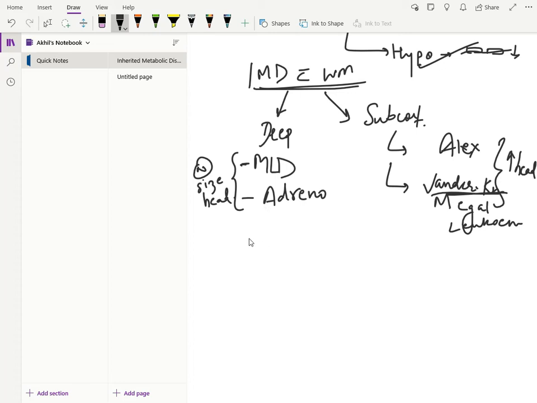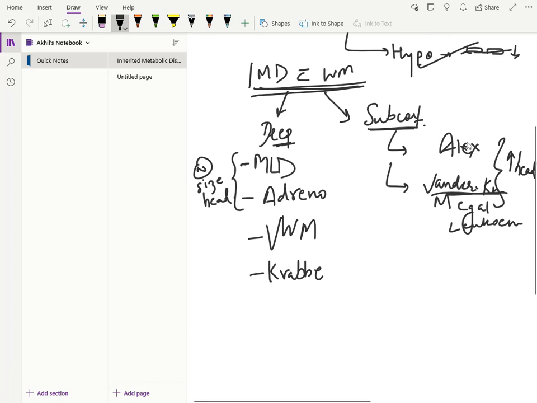Now, in deep, you also have other diseases, which are vanishing white matter disease. You have Krabbe's disease. Krabbe's is also known as globoid cell leukodystrophy. So there you have it. Broadly, you can categorize into two headings, which is deep white matter and subcortical white matter, and then you have 4 diseases in deep and then 2 in subcortical. Now we'll handle all of these one by one.